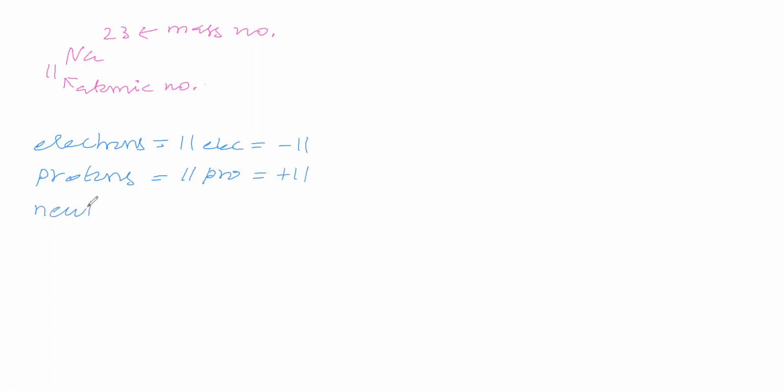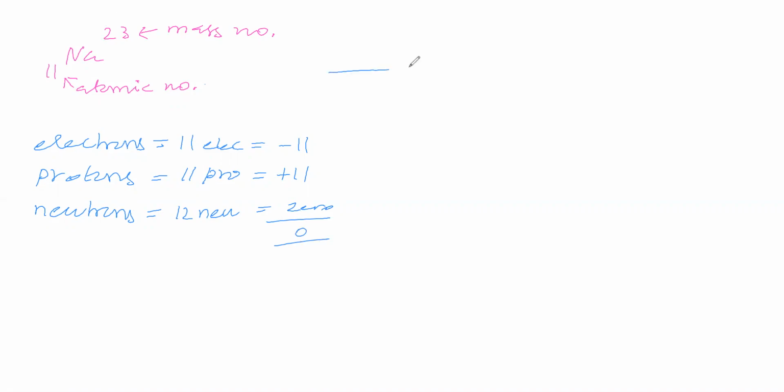Then we will see neutrons. Mass number minus atomic number is called neutrons. So 23 minus 11 is 12 neutrons. The charge of a neutron is 0. So the net charge for a sodium atom is 0. So a sodium atom is neutral.